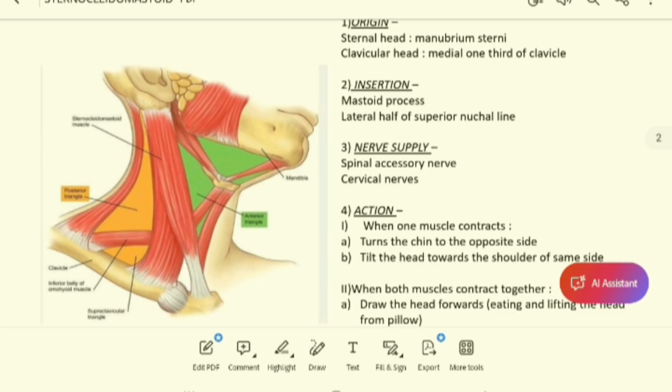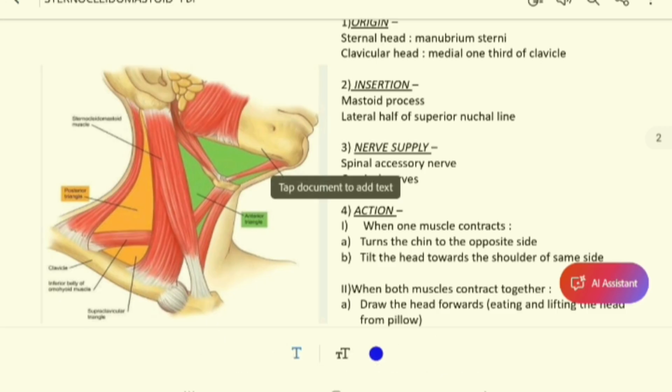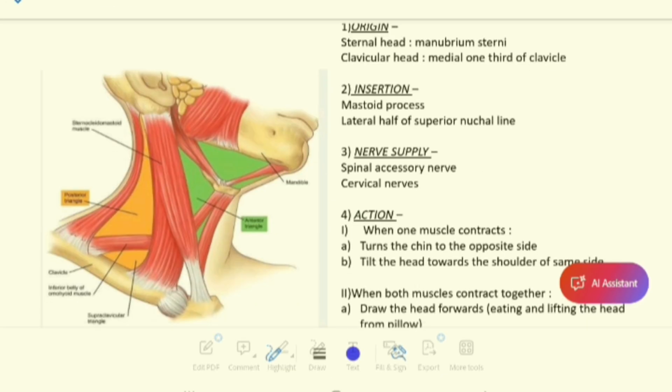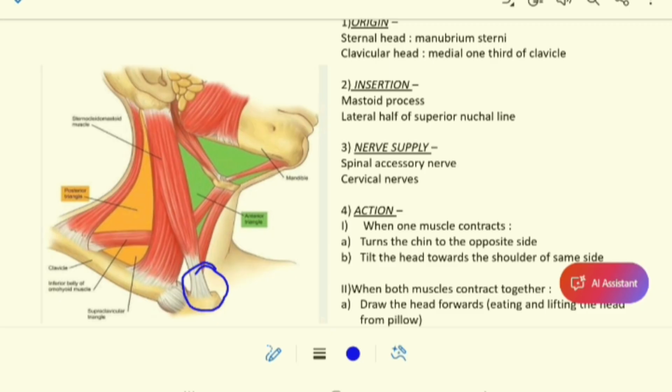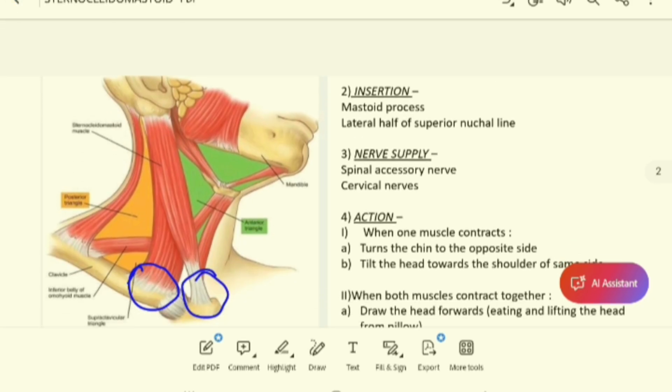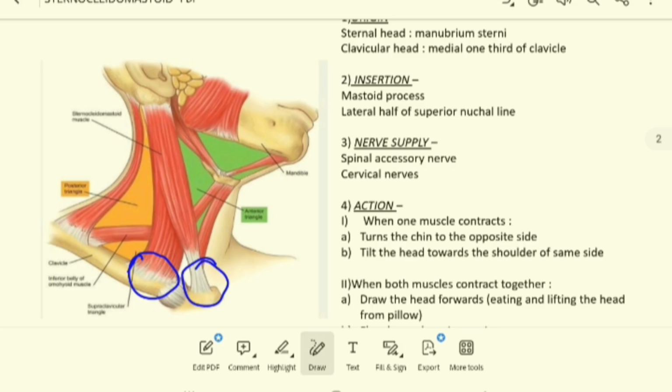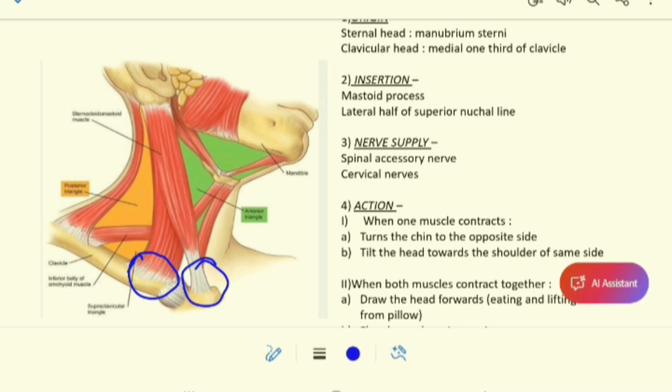So now I'll make it easier for you all. The sternal head is going to come from the manubrium, and I will show it to you all here. So this is the sternal head and this is the clavicular head. Okay, coming to the insertion. Insertion is in the mastoid process and lateral half of the superior nuchal line. I'll mark that also.